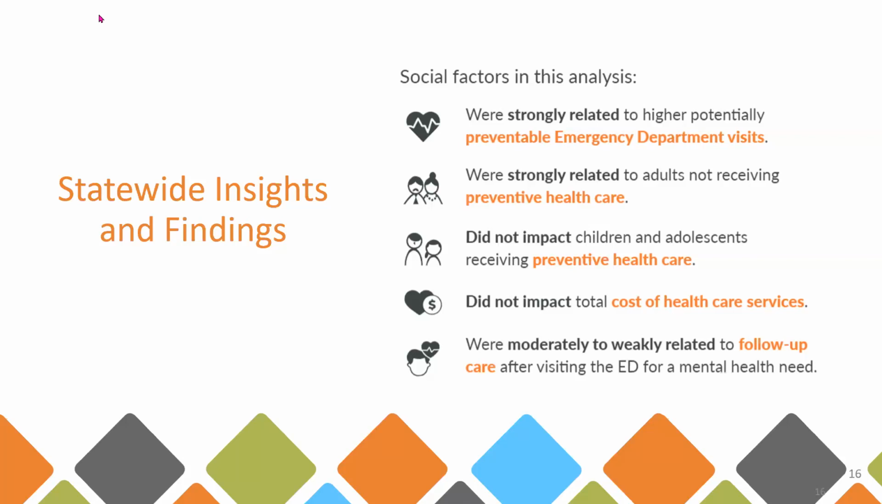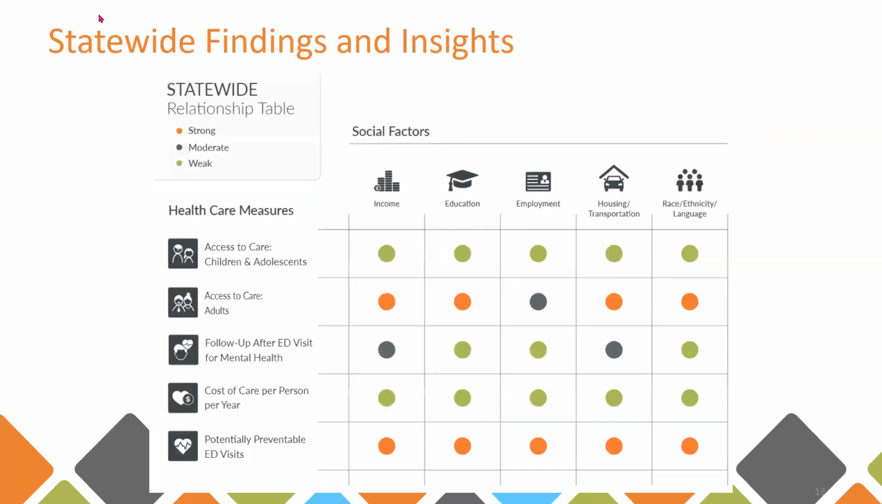None of the social factors impacted the cost of healthcare services per person per year either. So regardless of any of those factors, the cost of care was not really associated with them. And then we did see a very moderate to weak relationship between the social factors and people receiving a follow-up visit after going to the emergency department for a mental health need. So the two areas that were most strongly related, again, were ED visits and access to care for adults.